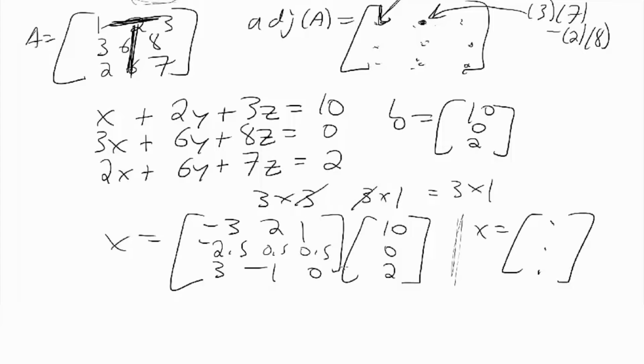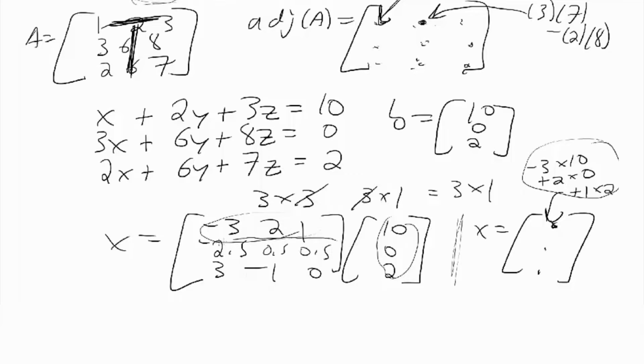How do you get each one of these? You find the dot product of this and this. What will it be, for example? It'll be negative 3 times 10 plus 2 times 0 plus 1 times 2. Okay, so that's how you find the first element in this solution matrix. And you just do the rest for the other ones. You multiply these values by these values. And then the last one you do these values by these values.